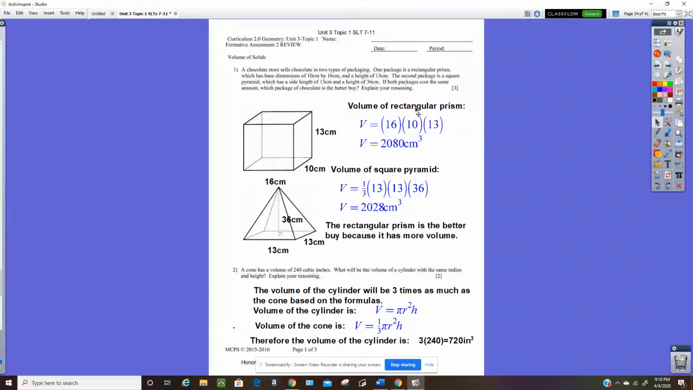So the volume of a rectangular prism is the length times the width times the height. So 16 times 10 times 13 is 2080 cubic centimeters.